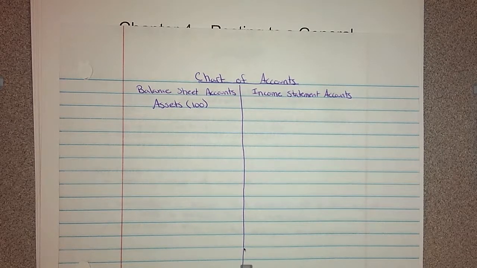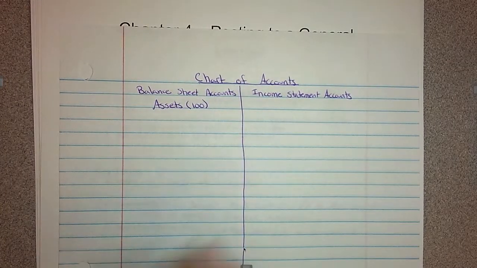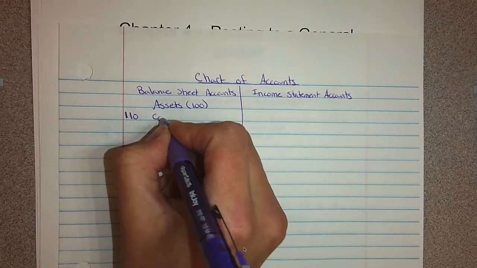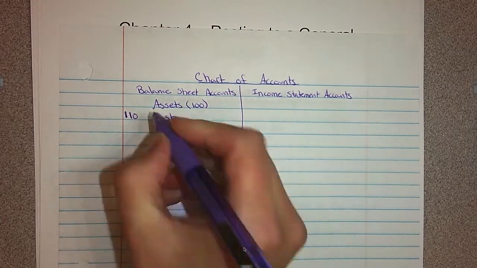All right, with the exception of cash, they go in alphabetical order. Cash always goes first. It's like the gimme. Like everybody wants cash first. All right, so we're going to put down account number 110. It's going to be cash. All the rest of our assets go in alphabetical order. So after ignoring cash, the first one alphabetically would be what? Yep, accounts receivable.